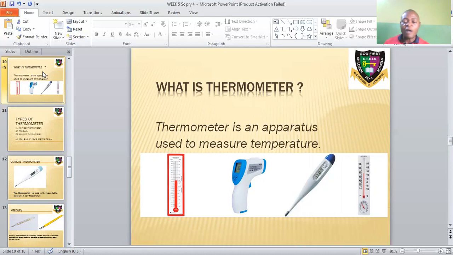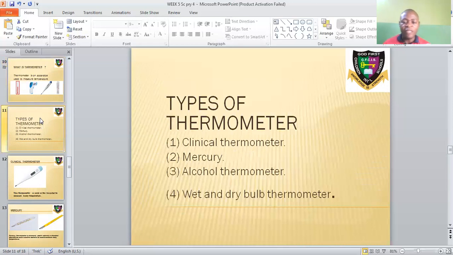Now, we also have different types of thermometers. We use some to take the temperature of the body, and we have others that we can use to measure the temperature of our environment. Now let's look at this one. The types of thermometers we have are the clinical thermometer, the mercury thermometer, the alcohol thermometer, and the wet and dry bulb thermometer.